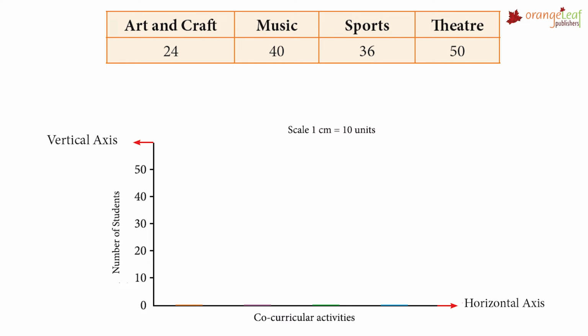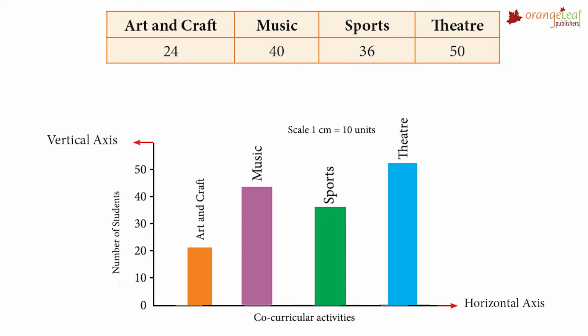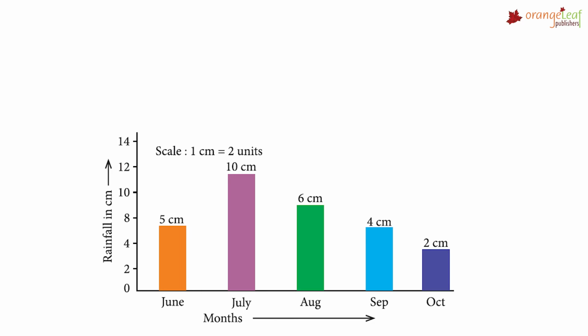Then proceed to draw the bars. The first bar at 24 for art and craft. Second bar at 40 for music. The third is at 36 for sports. And the fourth is at 50 for theater. Now, observe this bar graph and answer some questions.